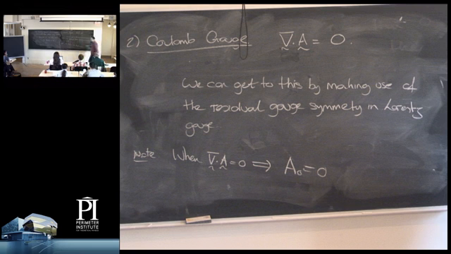So also note that when grad dot A is 0, remember that A0 was fixed entirely in terms of what A was doing. Okay, I wrote that equation squeezed into this part of the blackboard earlier in the lecture. So when grad dot A is 0, A0 is also strictly 0. Okay?